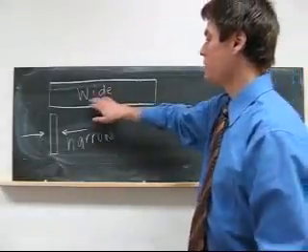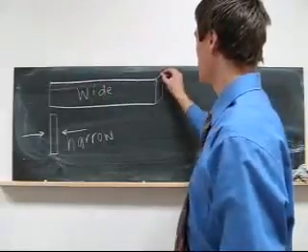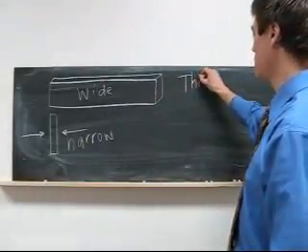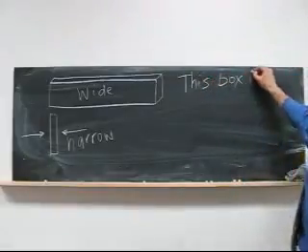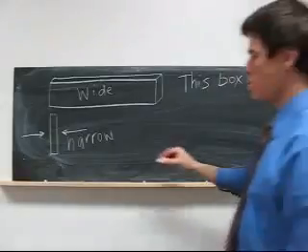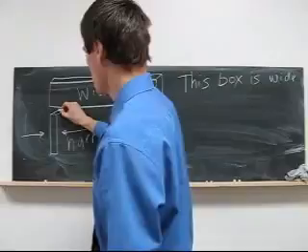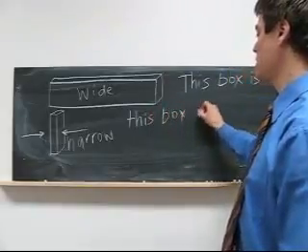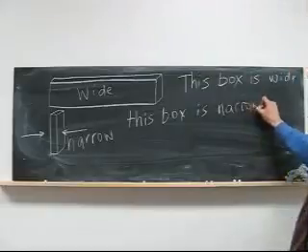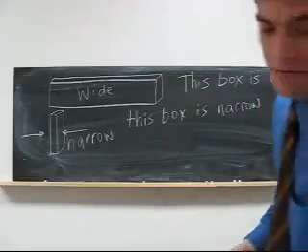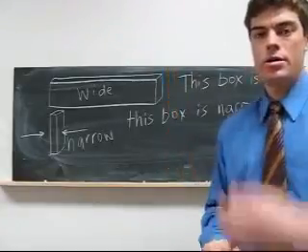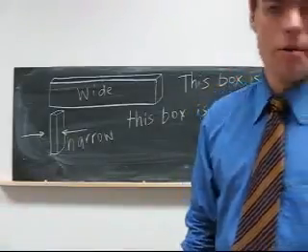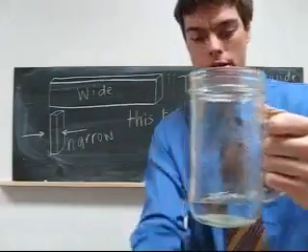So this box, you could say a box. This box is wide, whereas this box is narrow. This box is narrow. That's narrow. This pencil is narrow, but this cup is wide, or this glass is wide. Wide, narrow.